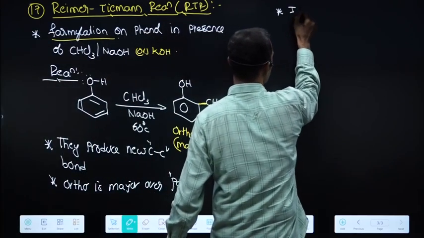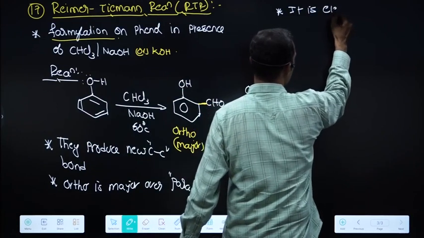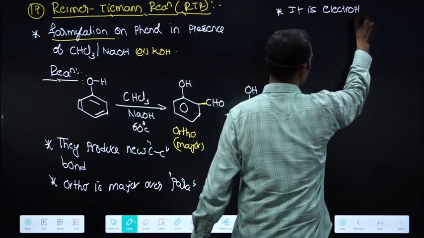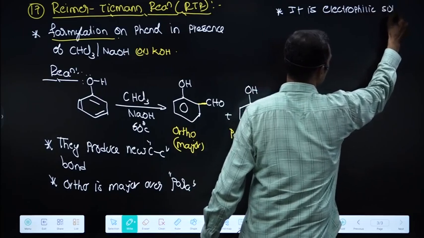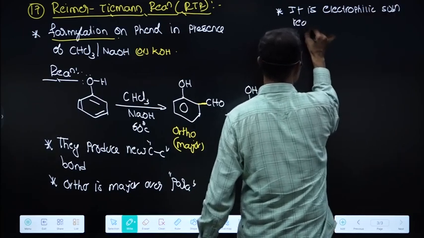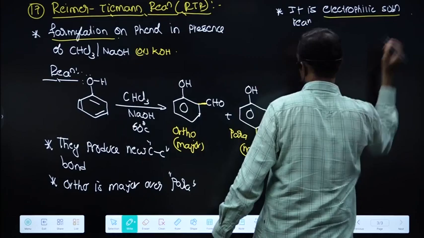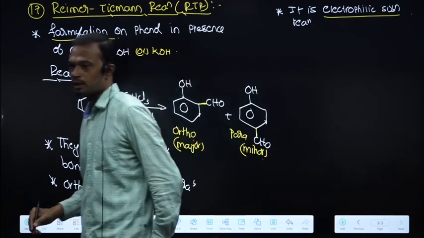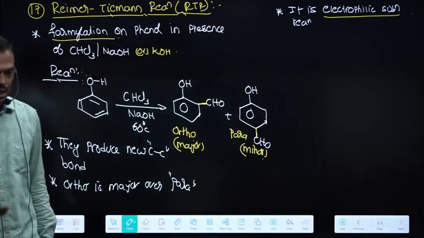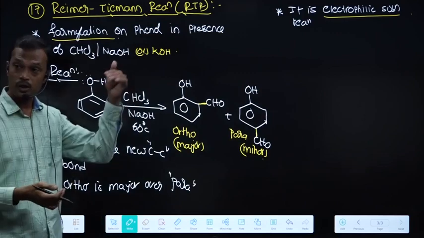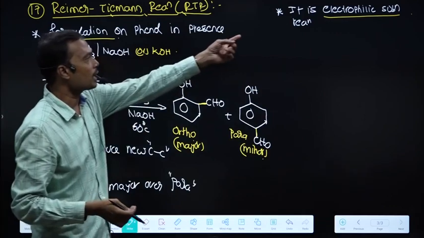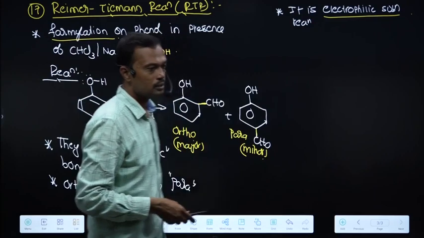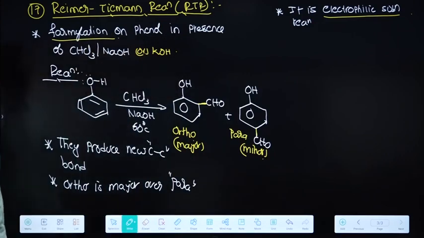Now, especially see, it is an EPS reaction. What is EPS? Electrophilic substitution reaction. This question is also asked many times in exams. Which among the following is an EPS reaction? Generally, alkylation, acylation you will think. Sometimes they will ask only names. At that time, RTR is an electrophilic substitution reaction.